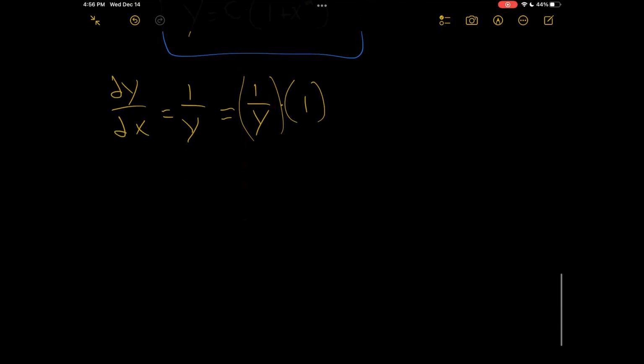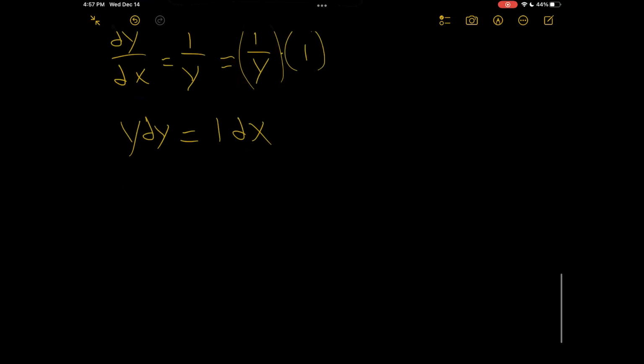So now we're going to separate this. We're going to multiply both sides of the equation by y. So we have y dy is equal to 1 dx. So we've separated it, and now we're going to integrate. We have the integral of y dy is equal to the integral of dx.